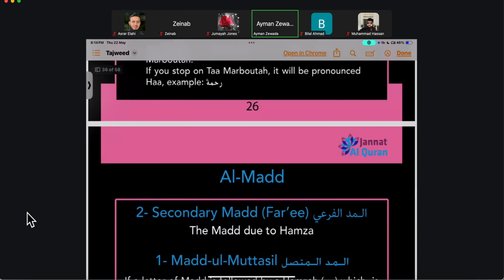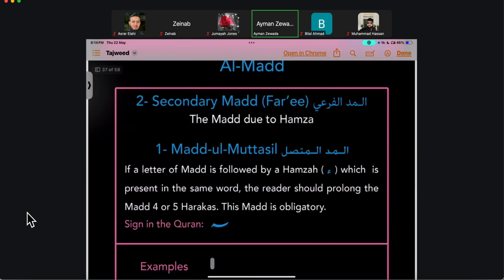All right, bismillah. Now we're moving on to our second type of mad, far'i. Far'i means literally branched off. This is still a mad which is important, but it's not natural, as in it's not because the letters are just made to be that way. Now, again, as we said, far'i is split into two sections, mad due to hamza and mad due to sukun. We're on the section of mad due to hamza.